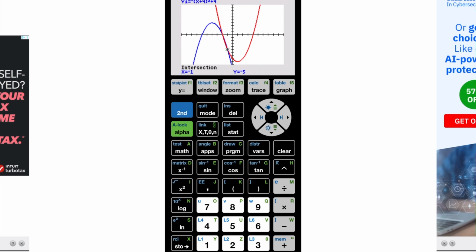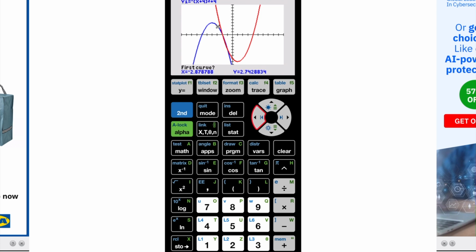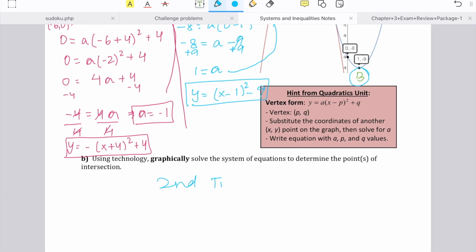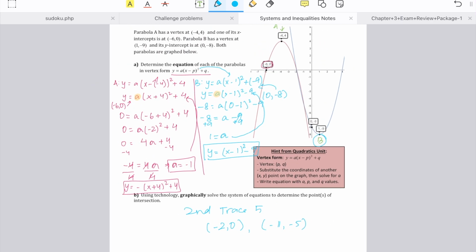I'll have to do the same for the second point as well. So this is my first curve, this is my second. My guess is somewhere over here. This is -2 comma 0. And that's how you do it. So second trace 5, and my points of intersection were -2 comma 0 and -1 comma -5. So in multiple choice questions or numerical response, when you get this question, you don't have to solve it using substitution or elimination. You just use your graphing calculator.